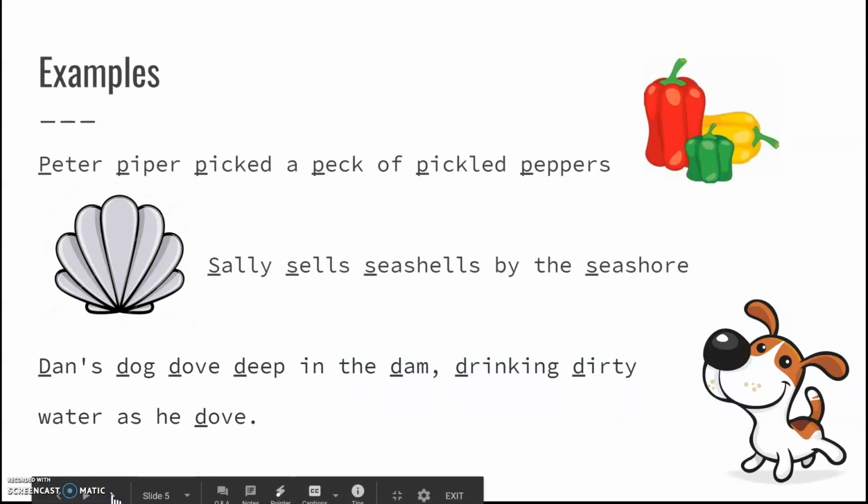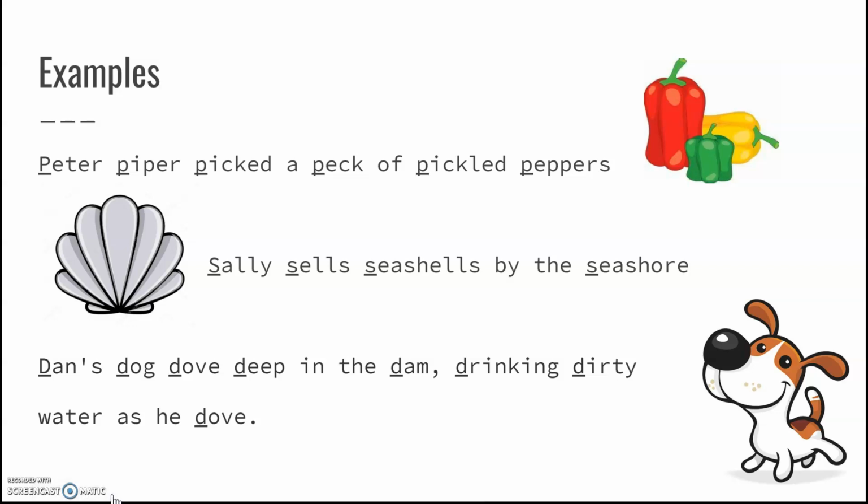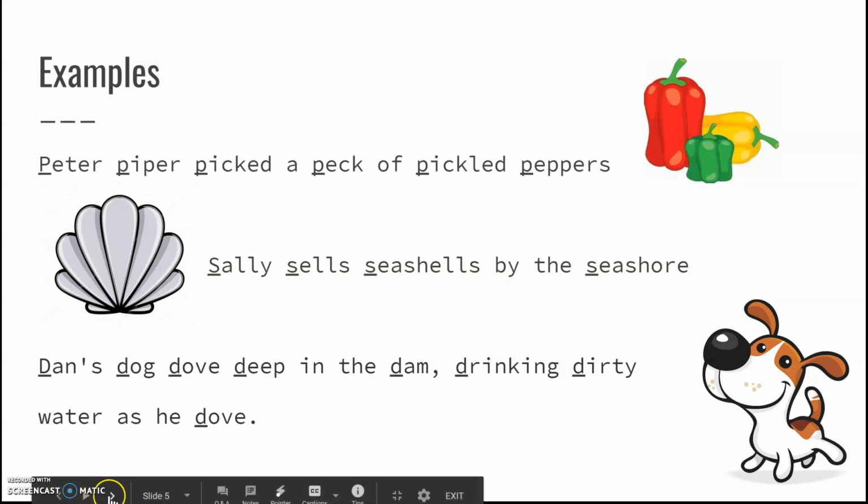Some examples are Peter Piper picked a peck of pickled peppers. This is also an example of a tongue twister, which means that if you don't enunciate your words, you could be messing up the sentence. Another example is Sally sells seashells by the seashore. The third example is Dan's dog dove deep in the dam, drinking dirty water as he dove.